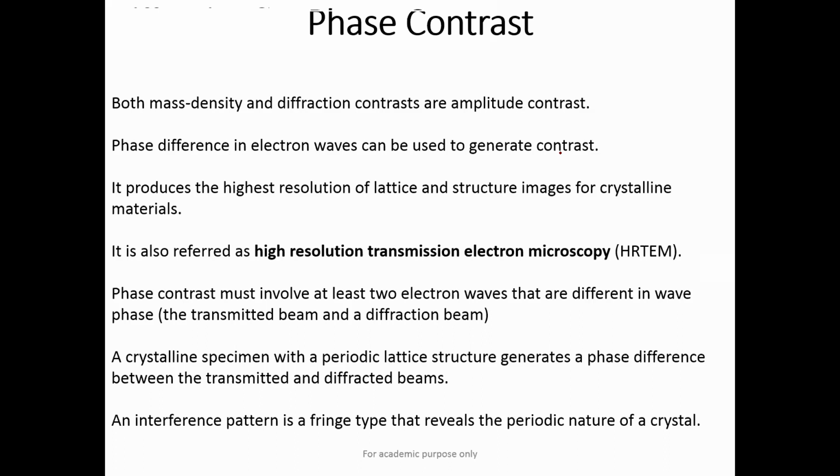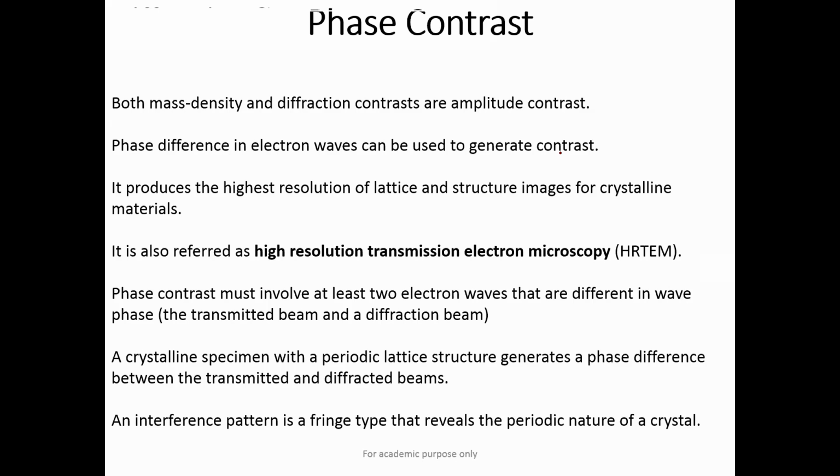Electron wave means the de Broglie wavelength associated with the electron that are in different phase. Suppose if you select one transmitted beam and one diffracted beam, so definitely we need two beams which are having different phase. So if we use these two beams, we will get better contrast, that is phase contrast.